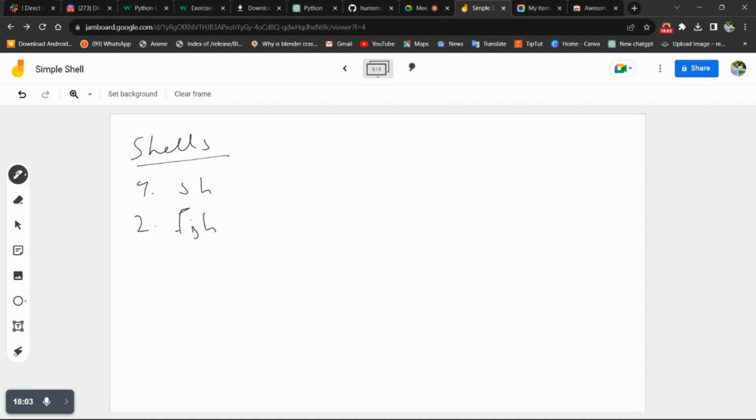Does anyone know of the fish? The friendly interactive shell. We have bash. We have the Z shell, is it ZSH? I forgot it, but there are a lot of shells. We have KSH. Yes, all of these things were gotten or implemented from the idea of what a shell is.